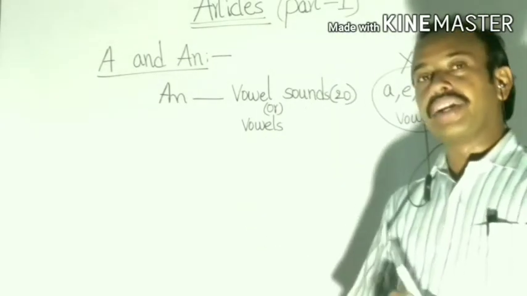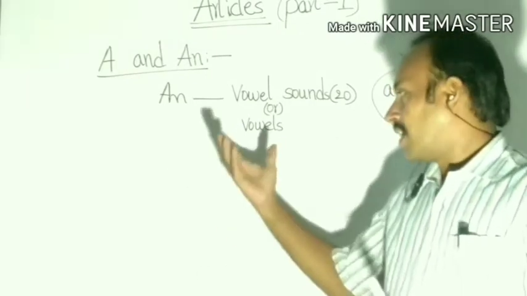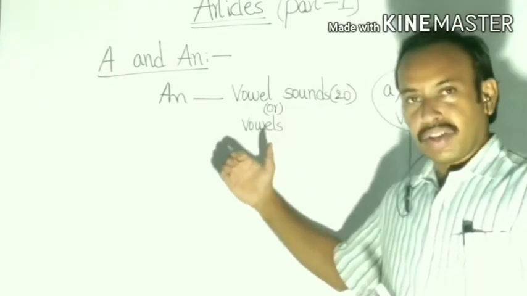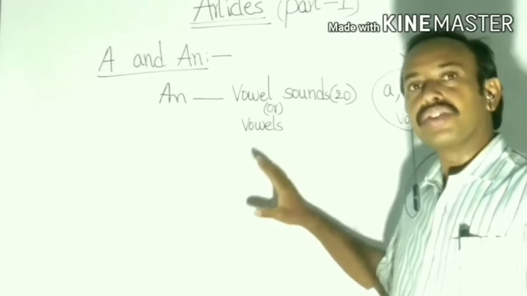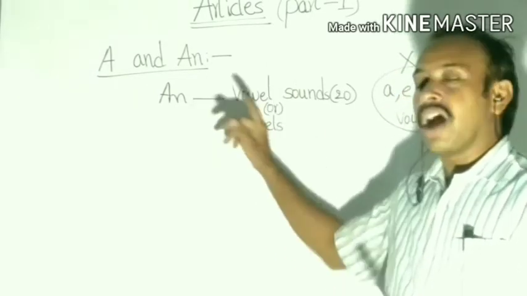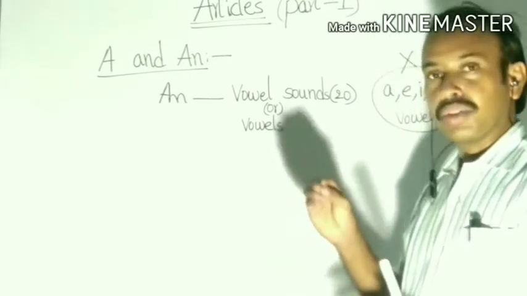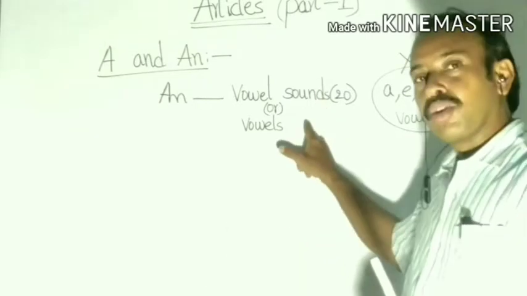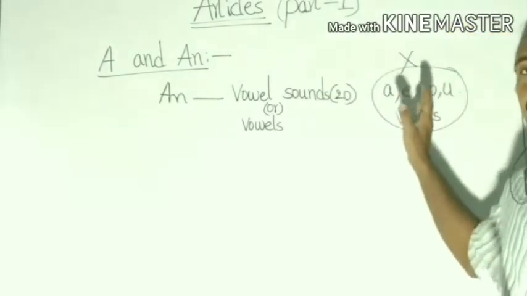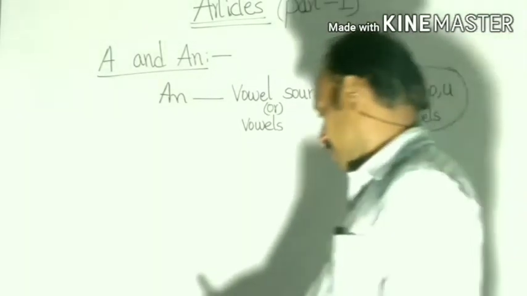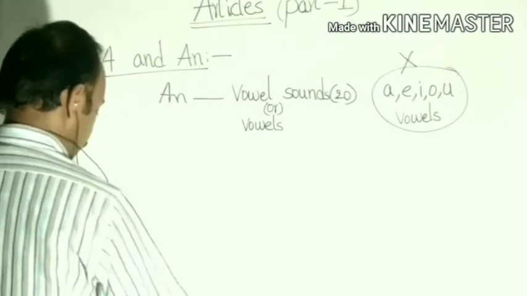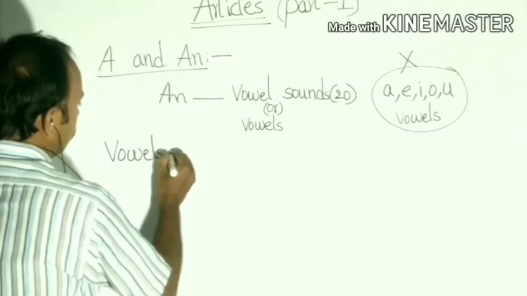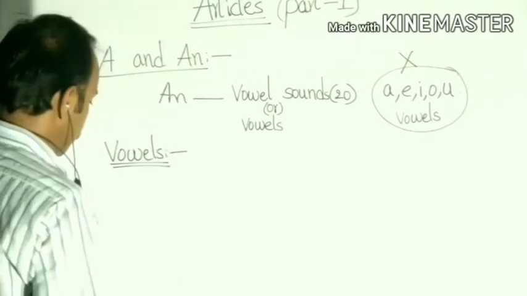Then, what are these 20 vowel sounds that we have in English? Let me give you the list now. Whenever the first sound of the given word happens to be one of these 20 sounds, you should use an before that word. So, let me give you the list of those 20 sounds which are called vowels in English pronunciation. It's all about pronunciation, not about spelling. Keep this point in your mind.